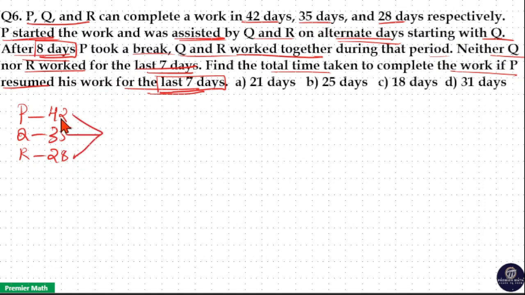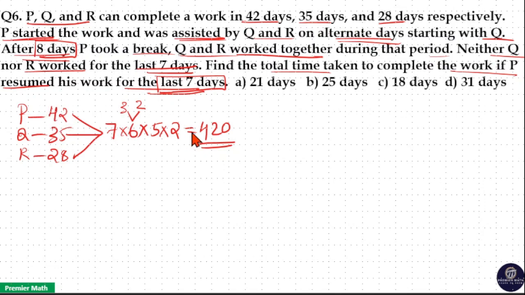The LCM is the LCM of 42, 35, 28. 7 into 6 is 42, 7 into 5 is 35 and 7 into 4 is 28. But here 6 can be written as 3 into 2. Now 2 is a factor, which means 2 into 2 is 4, so write 2 instead of 4. Now the LCM is 420, which means total work is 420 units.